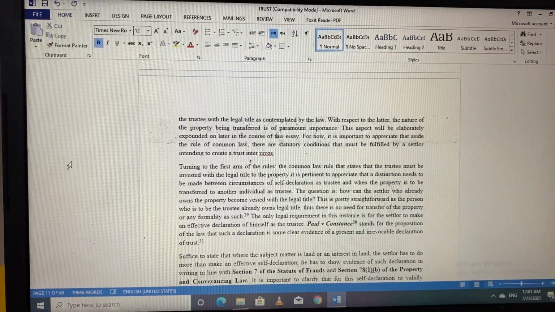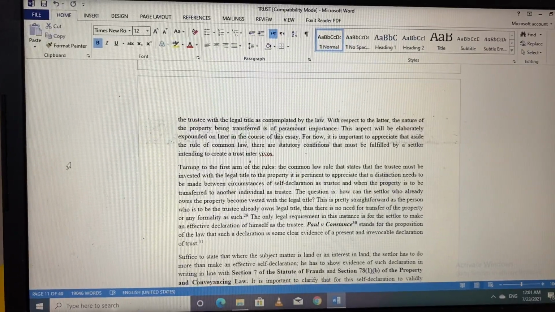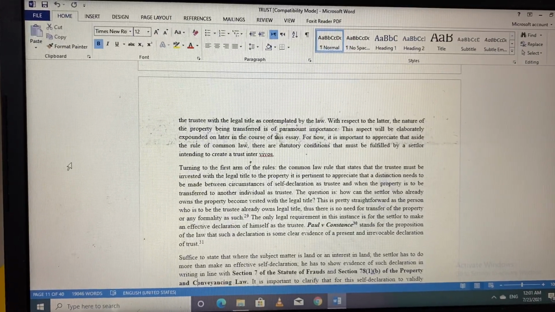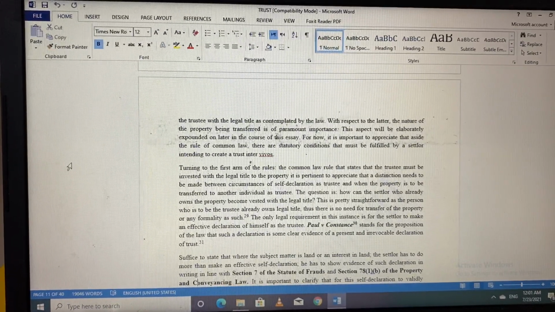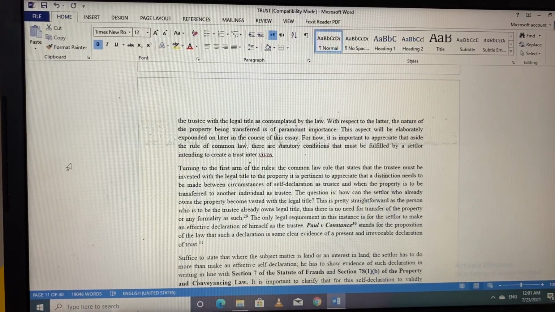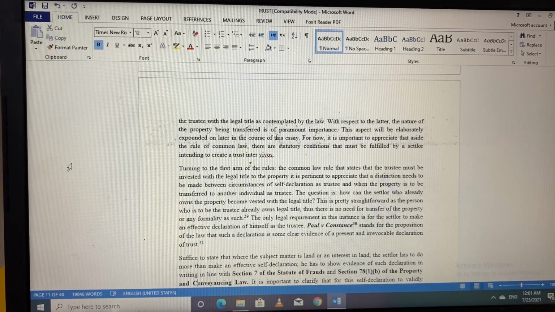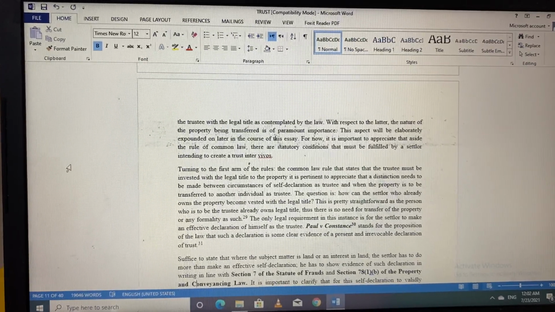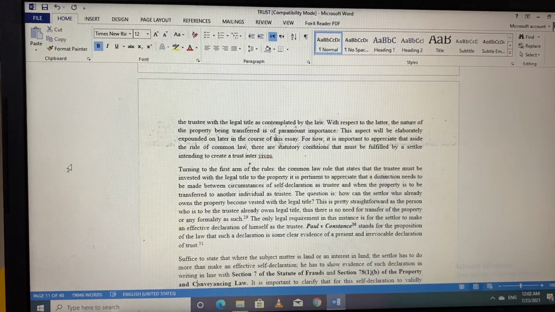How? So we need to appreciate that distinction. So with respect to this, that is when there is self-declaration. So the question we want to ask is, how can the settlor who already owns the property become vested with the legal title?